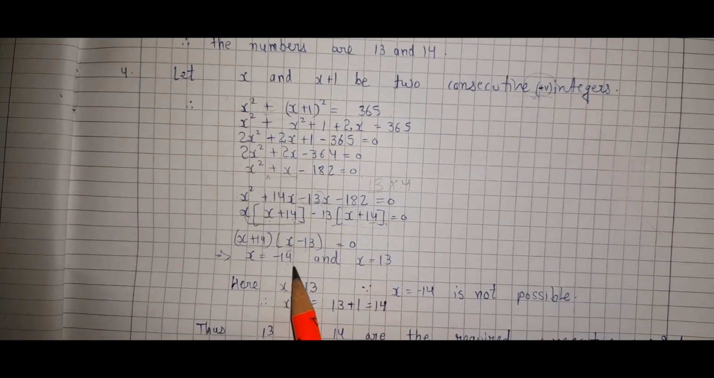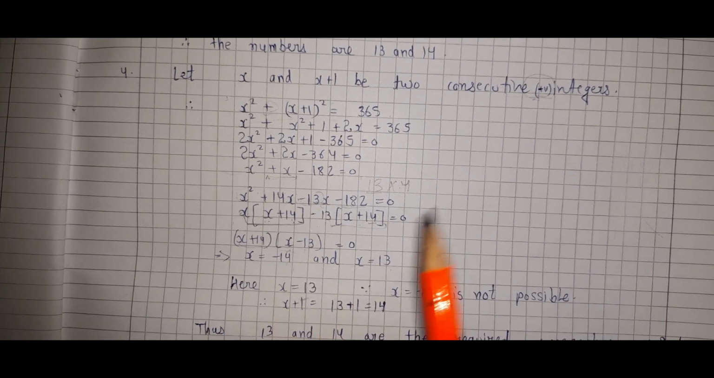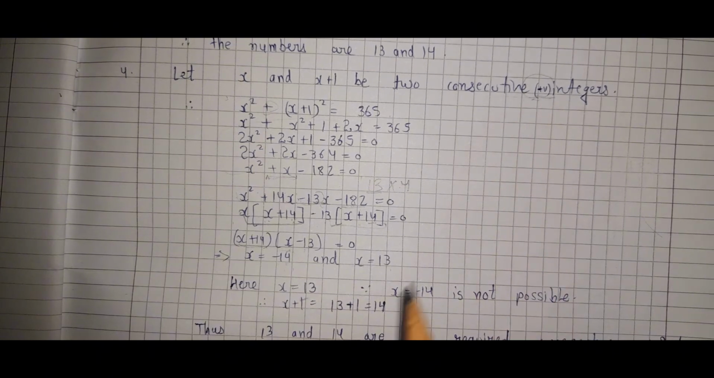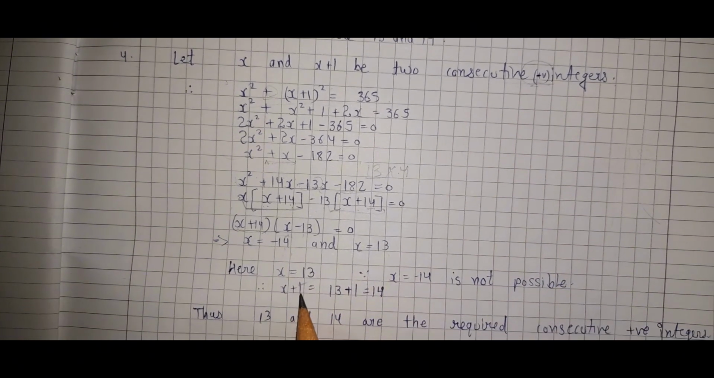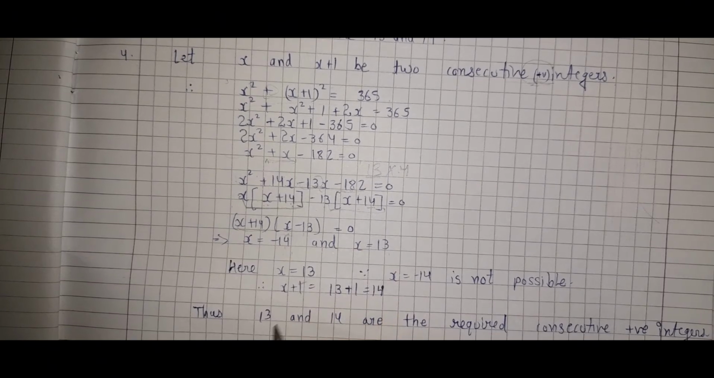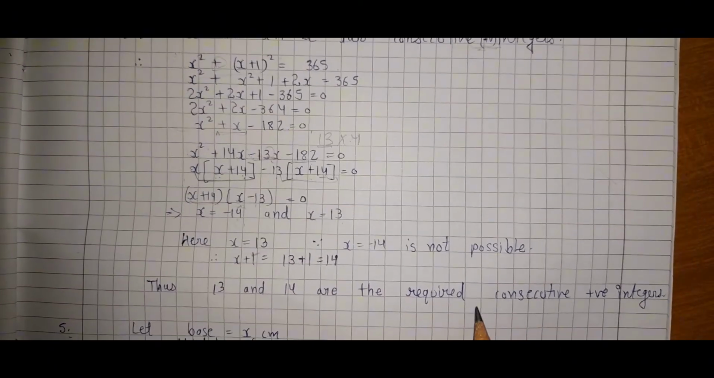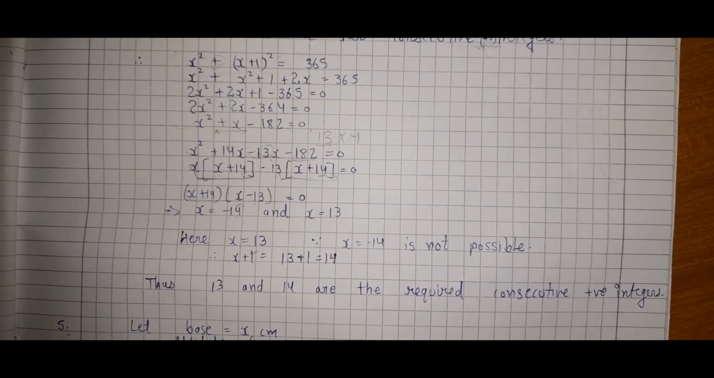Here x equals minus 14 is not possible because the two numbers are positive. So x equals 13, which implies that x plus 1 equals 14. So 13 and 14 are the required two consecutive positive integers.